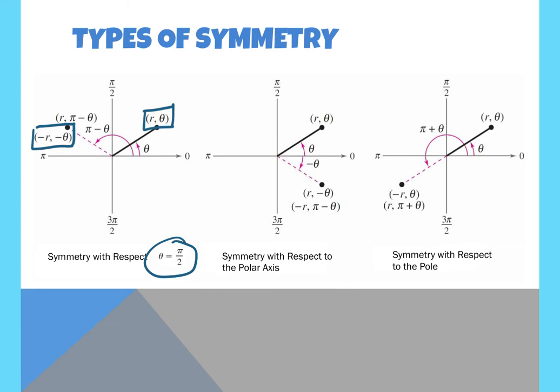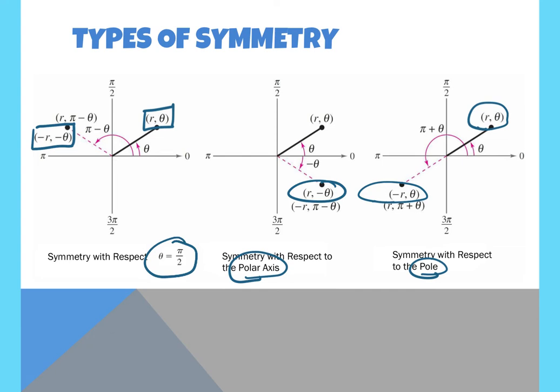If I'm doing the test for the polar axis, then it is the change of just theta. You can also do negative r and pi minus theta, but that's so much more complicated. So you just have to change theta. And if it's symmetric to the pole, then look, r theta, we just change r. Those are the official tests, though.